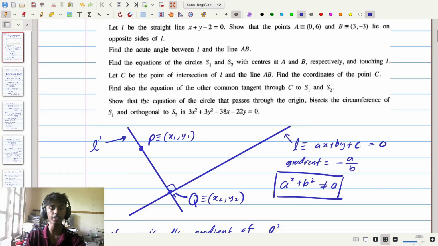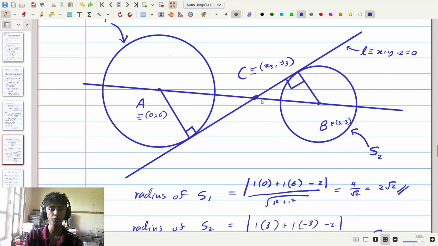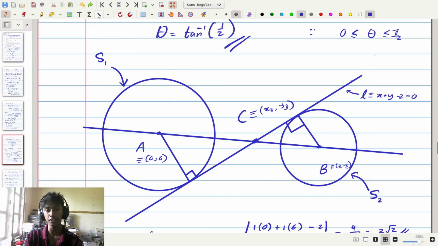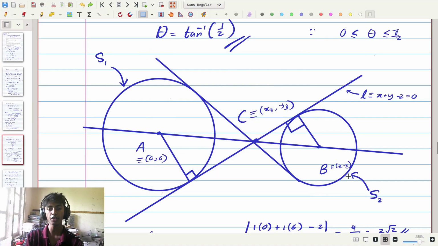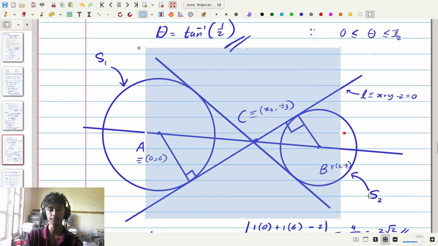The question then said, find also the equation of the other common tangent that goes through the point C, that is tangent to the circles S1 and S2. Considering that one, what we can do is take a look at the geometry and figure out what we know about this other tangent. The other tangent is this line right here, the line that goes through the point C and is tangent to both the circles S1 and S2. So we're looking for this tangent line right here.